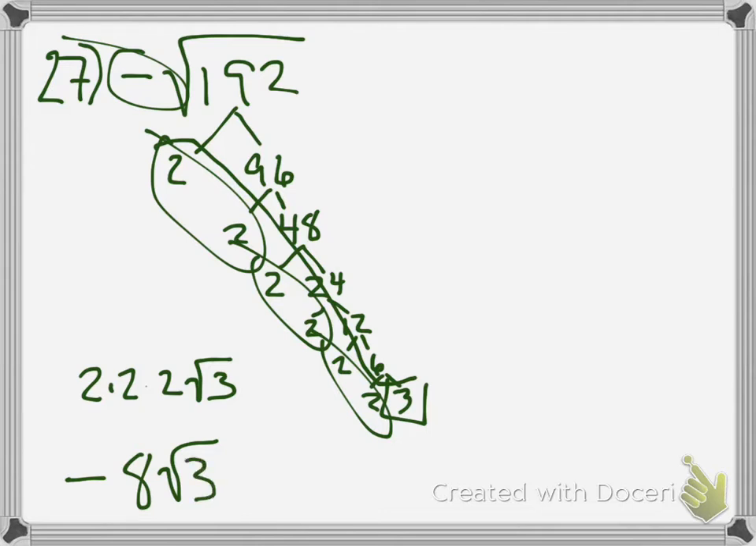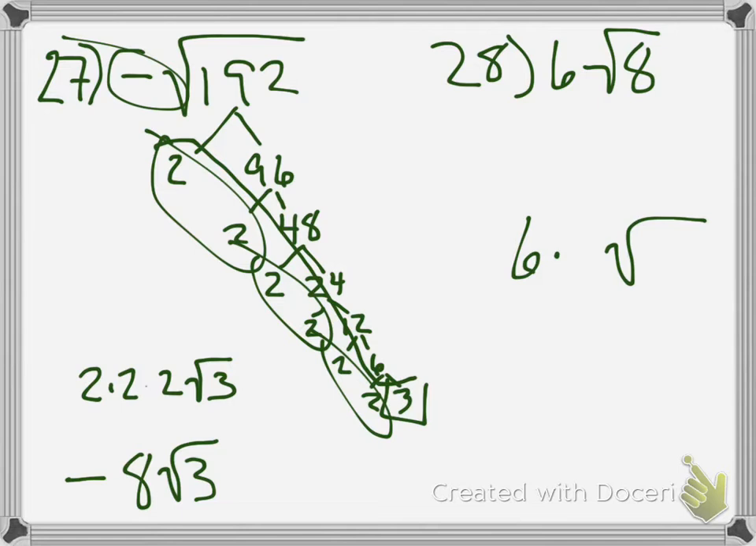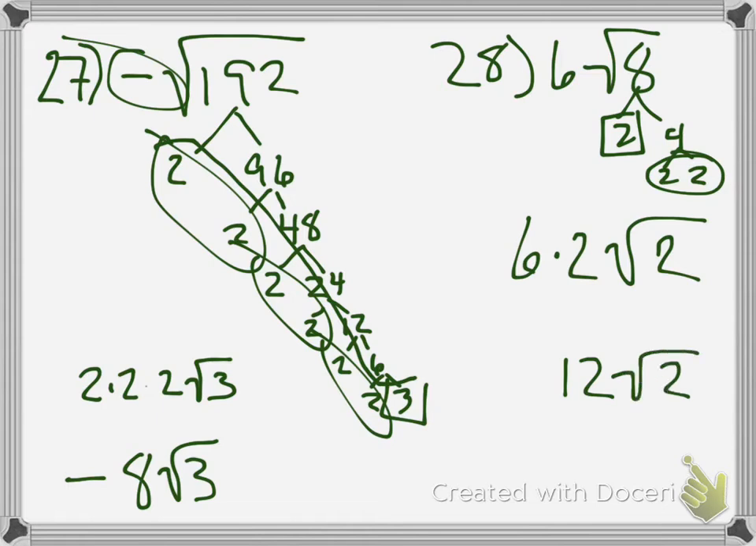Okay, number 28, a little bit easier. 6 square root of 8. Basically, this means you're going to multiply 6 times whatever you get for the outside. Okay, this is 2 and 4, 2 and 2. You got a pair of 2s. Go outside. You have another 2 left over, stays inside. 6 times 2 is 12. Square root of 2, and you are done. Boom!